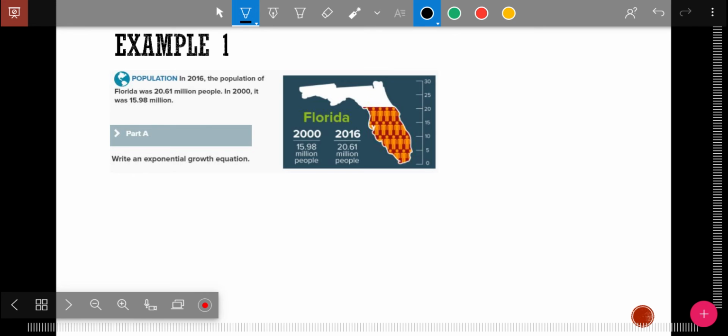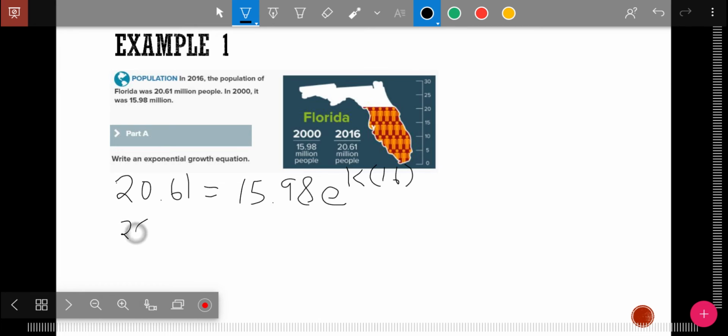I'm going to plug in the y, the new amount, which the newest amount they gave me was 20.61 million, equals the initial amount times e to the k. I don't know what k is, but I know the difference between those two amounts is 16 years, because they said it was 2016 from 2000. Now I'm going to divide both sides by 15.98. I'm going to rewrite e to the k16 as e to the 16k, I just like it better that way.